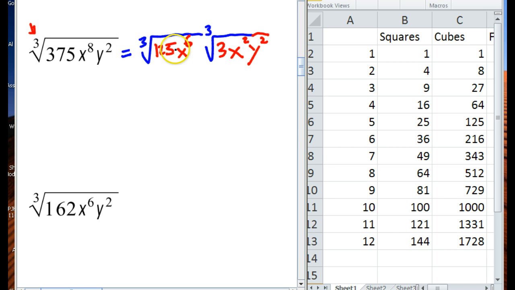Here we go. Cube root of 125 is 5. Okay. 6 divided by 3, x squared. And then the remaining part, there you go.